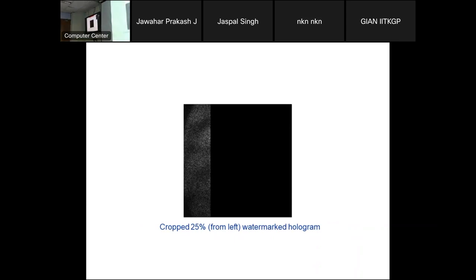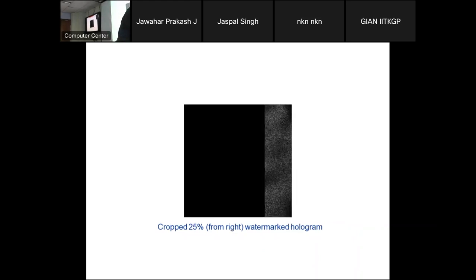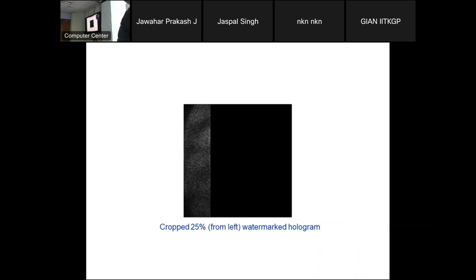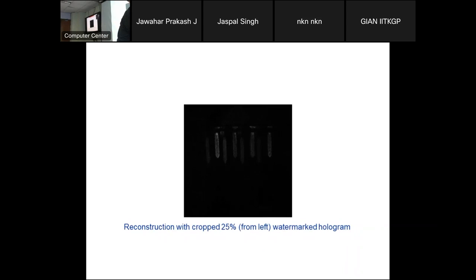Now, I have blocked this much information of this hologram. I have only this much information available to me. Right? Then I want to check whether it is possible to get the watermark or not. From the left side, I have kept this much, and on the right hand side this much. See the reconstruction. See the reconstruction.